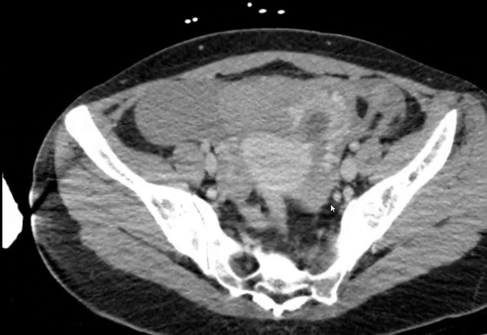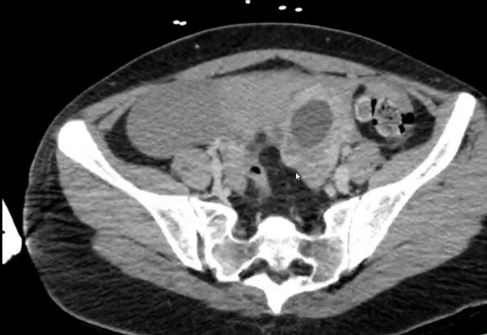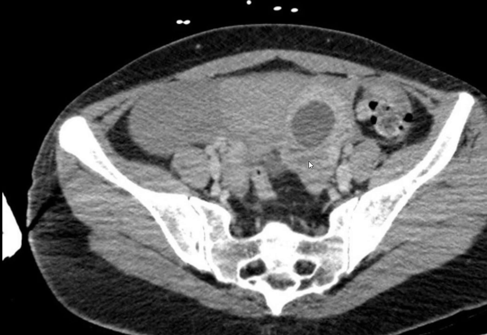So the entire thing was hemoperitoneum, and this was suspected to be a ruptured ectopic.